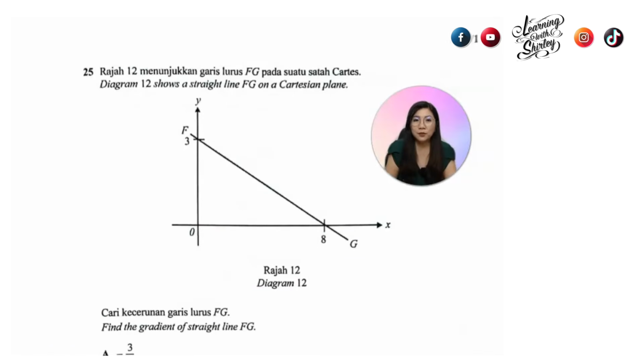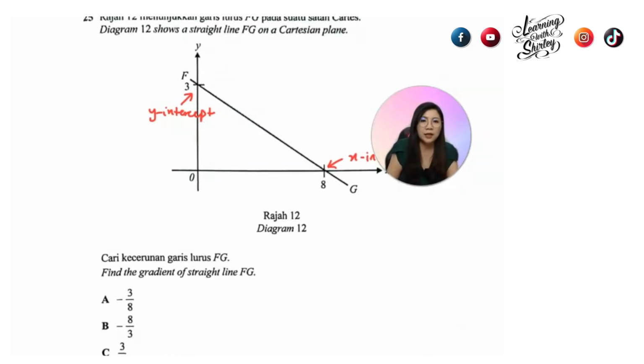Let's look at question number 25. Diagram 12 shows a straight line FG on a Cartesian plane. So 3 is the y-intercept, and then 8 is the x-intercept. Find the gradient of straight line FG.